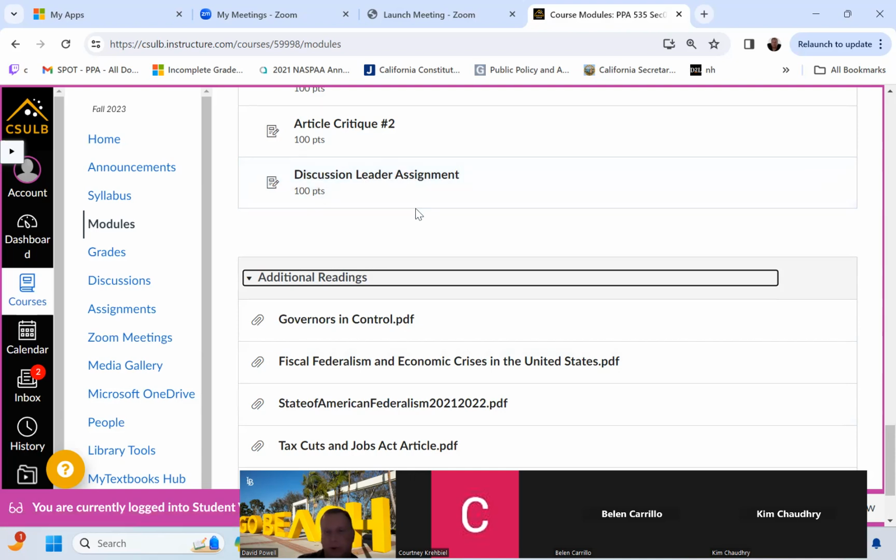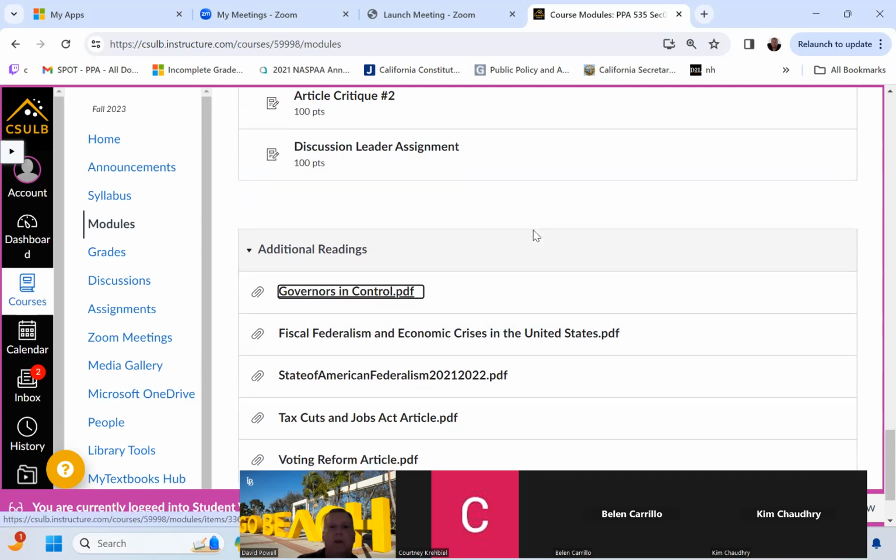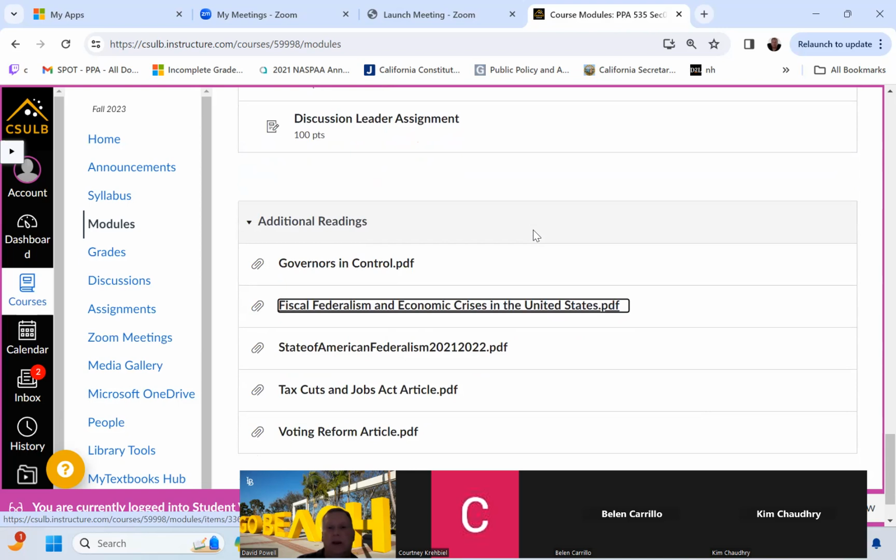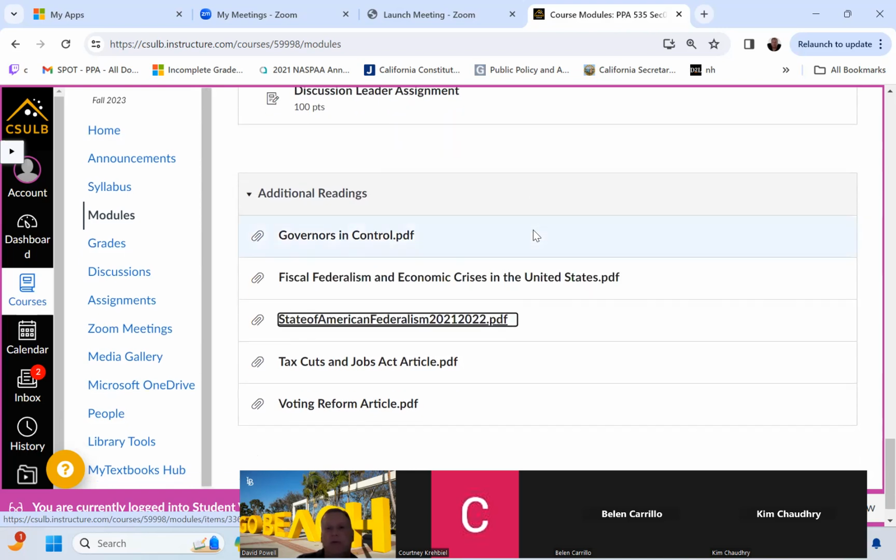I will observe your discussion. I will take notes on your discussion, and I will just upload a grade for your discussion directly into the grade book. Then here are some of those additional readings: the governors in control, the fiscal federalism and economic crisis, state of American federalism. I have another state of American federalism article I'm going to throw on there as well, but that's one on there now. I'll have a second one sometime later today.